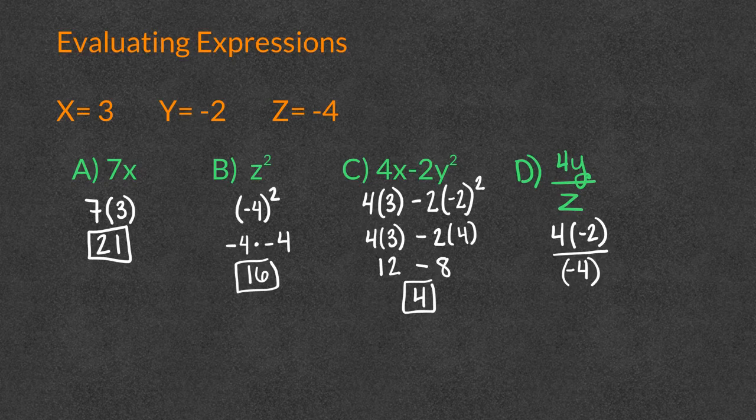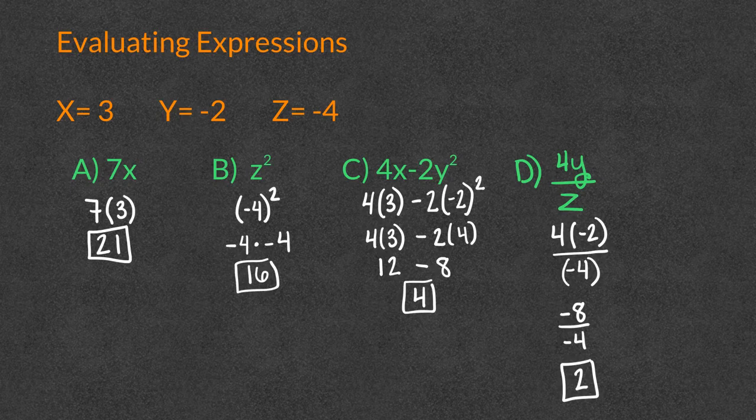Now when you simplify a fraction, you want to make sure that you're simplifying the numerator first, and then simplify the denominator before you do the division. So I'm going to simplify that numerator, doing the 4 times -2, which is -8. And there's really nothing to simplify in the denominator, so again, I'm just going to rewrite that -4. A negative divided by a negative is a positive. Those negatives are going to cancel each other out. So 8 divided by 4 is 2.